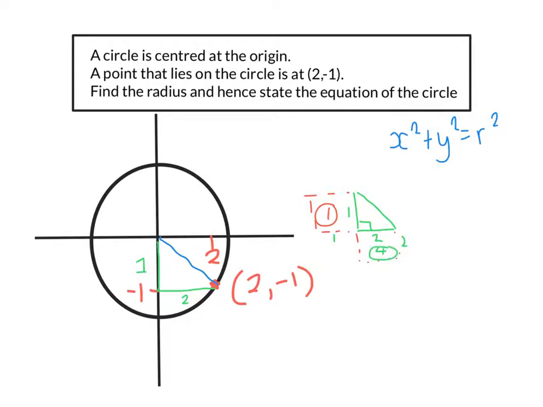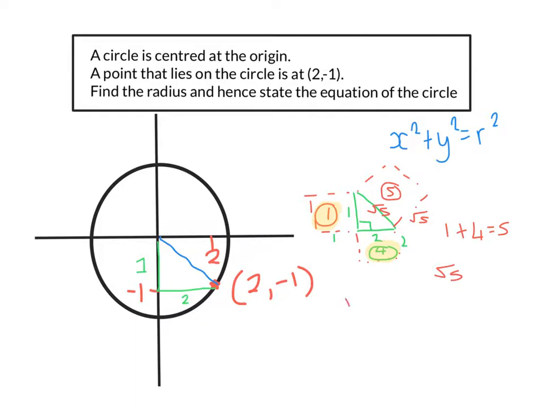Now I know, using Pythagoras, that when we add those squares together, I'm going to get the total area of this square. So I've got 1 add 4 is 5. So the area of this square is 5. So if I want to find out what the length of one side of that square is, I need to do the square root of 5. So here's going to be the square root of 5 and here's going to be the square root of 5.